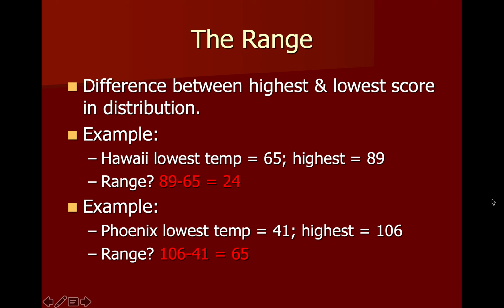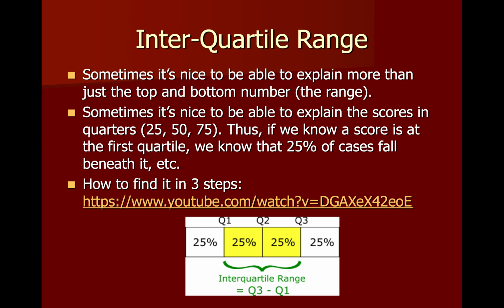So while their average was the same, which was a measure of central tendency, this range number gives us a little bit more information, which is helpful to know. All right, next type of measure.